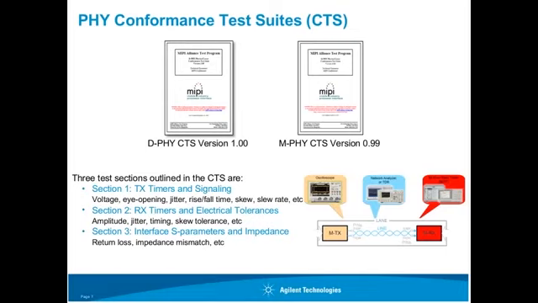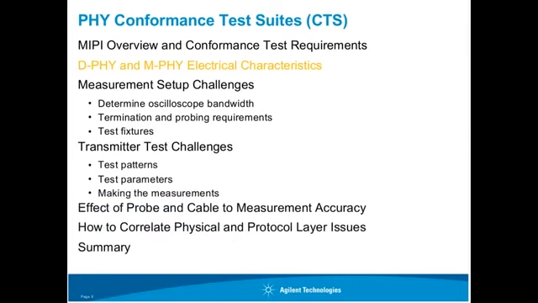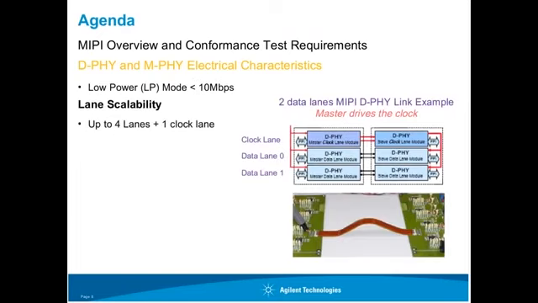The M-PHY CTS version shown on this slide is currently at 0.99, and the CTS for the D-PHY is at version 1.0. We will be making some changes pretty soon to update some of these CTSs to reflect some of the new requirements that are listed, or changes in the base specifications. So that's the quick overview of the MIPI testing and where you can find the resources. Let's jump into the D-PHY and M-PHY electrical characteristics overview.